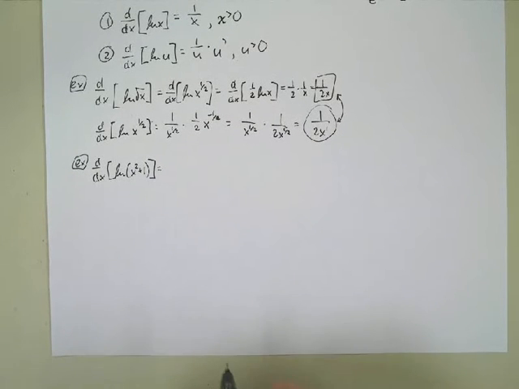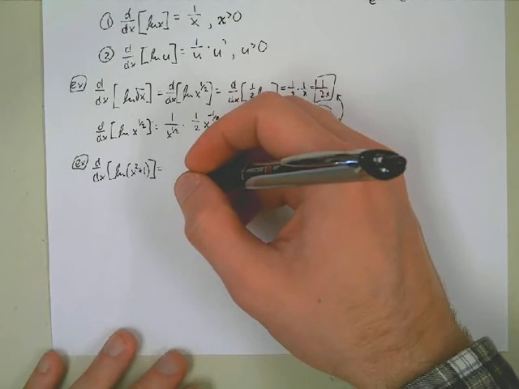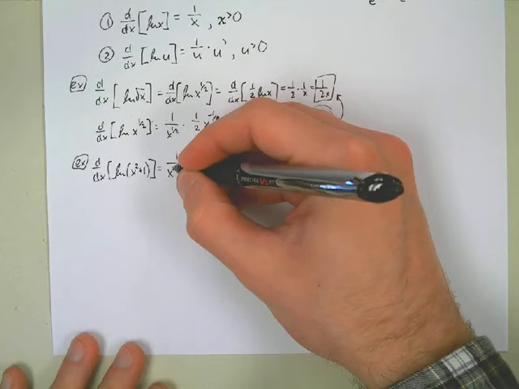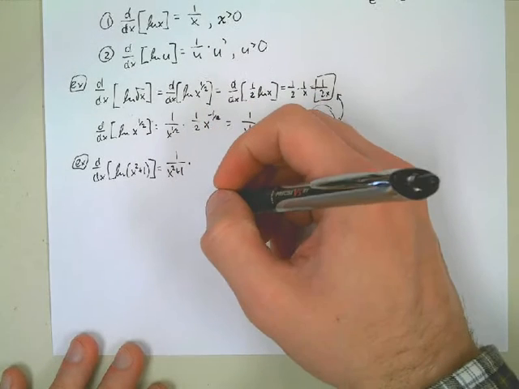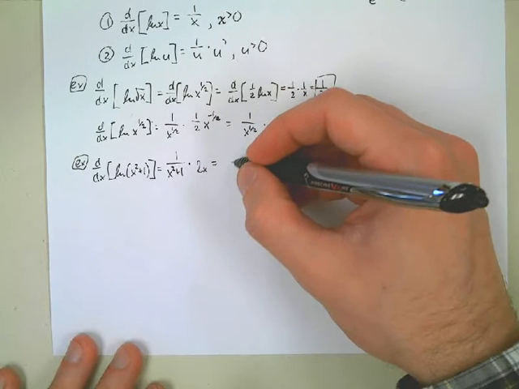1 over x squared plus 1. Yeah, so 1 over what's inside times the derivative of what's inside, 2x. Exactly right. Which then yields, when we simplify, 2x over x squared plus 1. Voila.